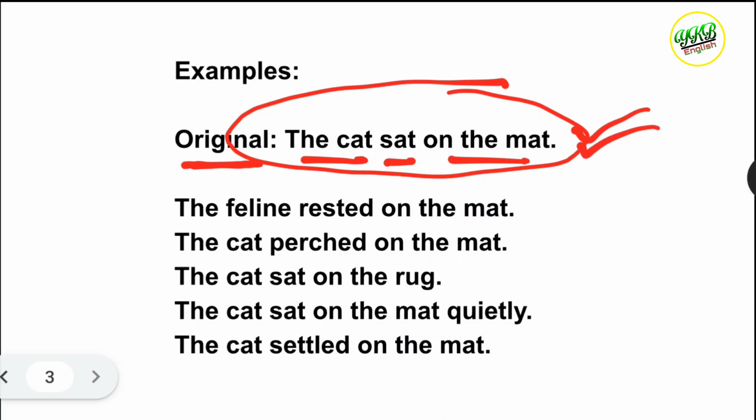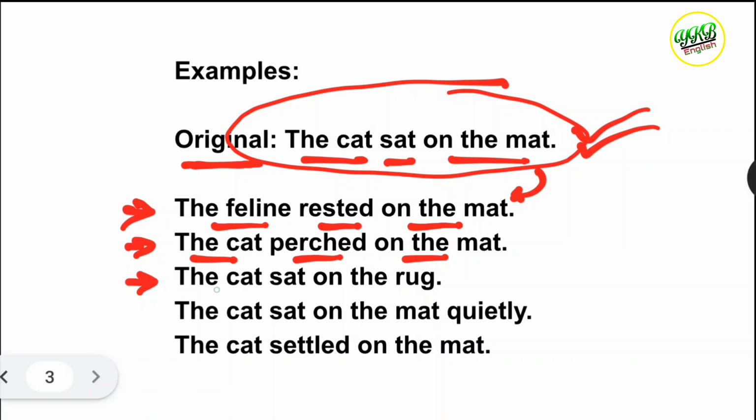So the first new sentence is: The feline rested on the mat. This is the first new sentence. Second is: The cat perched on the mat.